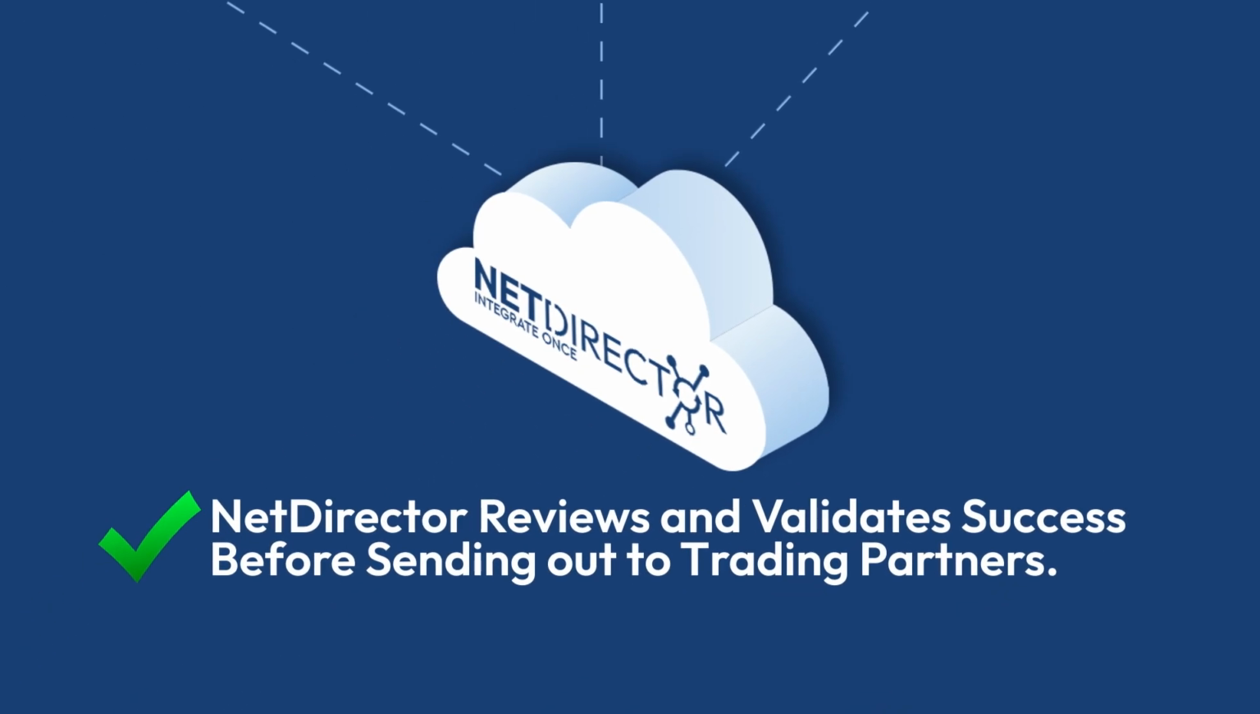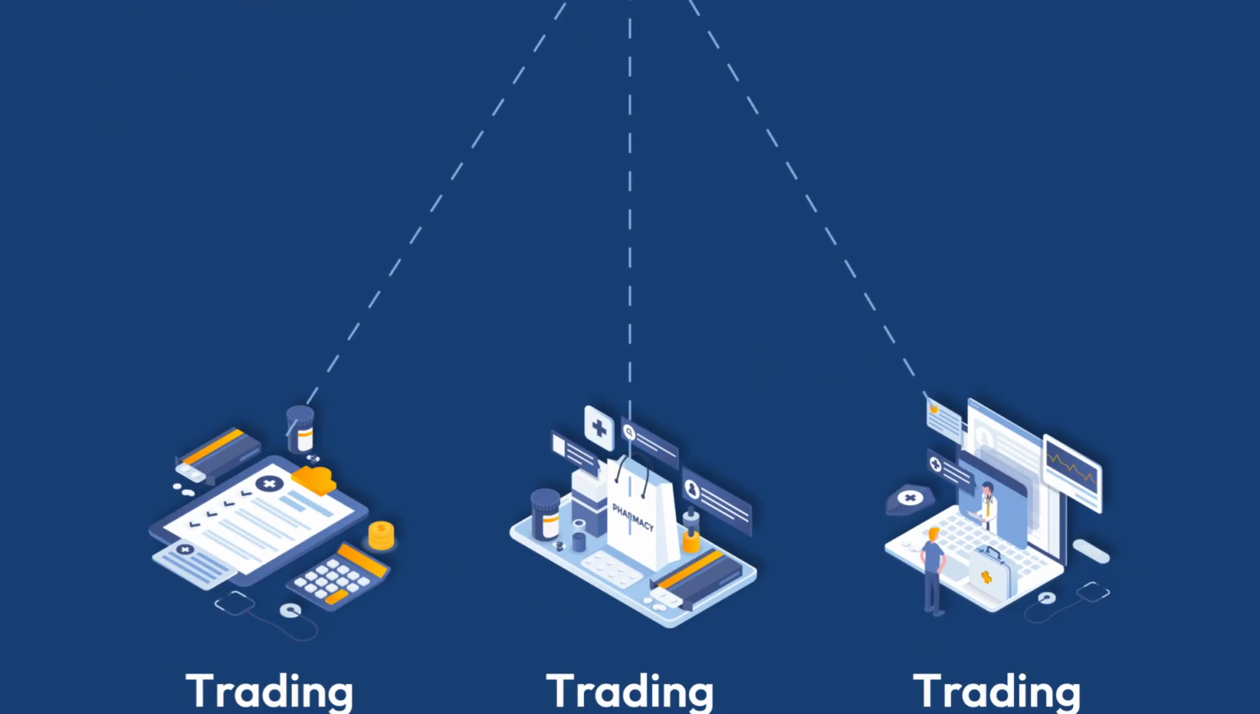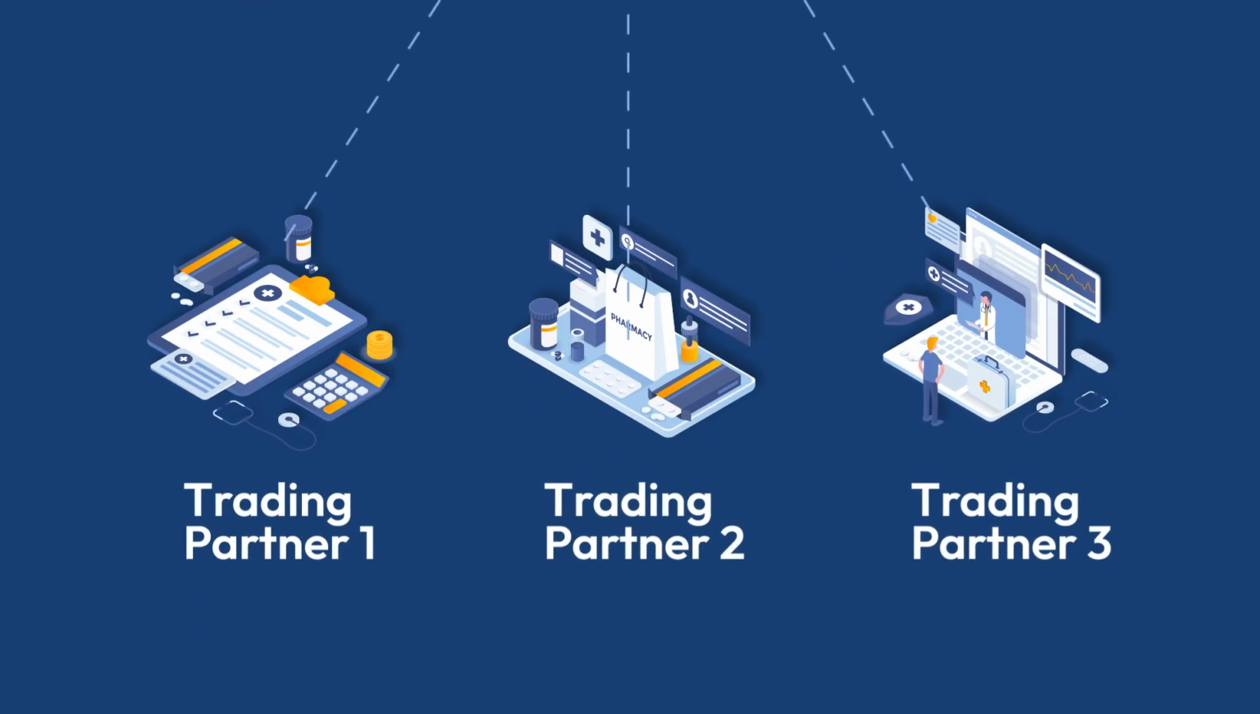NetDirector then reviews and validates the success of this transformation before sending the message out to trading partners. All three of these individual trading partners receive the message they need in the format they've requested without any extra transformation on your end.